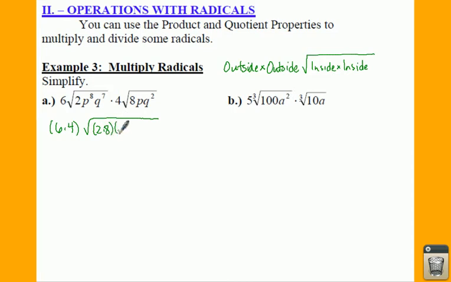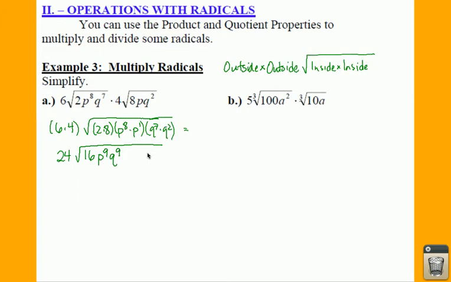You have a p to the 8th times a p to the 1st. So you got to group like terms, basically. You have a q to the 7th times q to the 2nd. So when we simplify this, we get a 24 on the outside. Underneath, you have 16 p to the 9th q to the 9th.